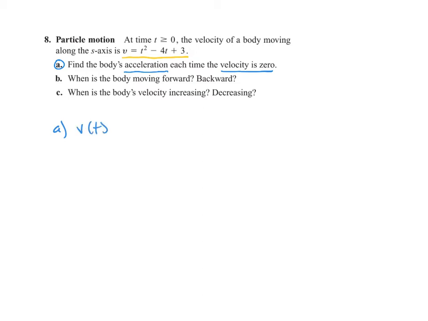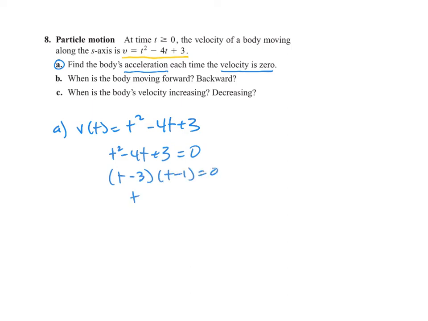My v of t is t squared minus 4t plus 3, and the way you decide when that equals 0 is you set it equal to 0. This is a quadratic, so I'm going to use factoring to solve this equation. This looks like a t minus 3 and a t minus 1, and that means that the velocity equals 0 at t equals 1 and t equals 3. So I need to find the acceleration at 1 and at 3.